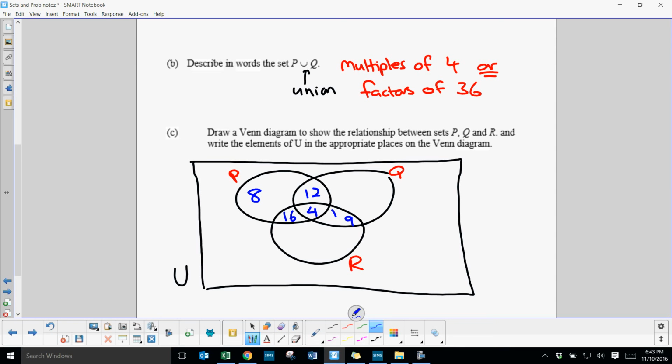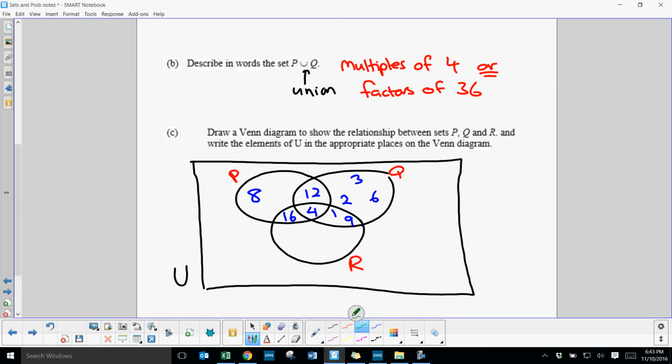And Q was the factors of 36, and so therefore the factors of 36, there's been 4 of them listed already, but there's 7 in total. So the ones we haven't listed are 2, 3, and 6. It's easy to think you've got all the numbers now, but you should have 16 numbers in total on your Venn diagram, because the universal set is all the numbers from 1 to 16.